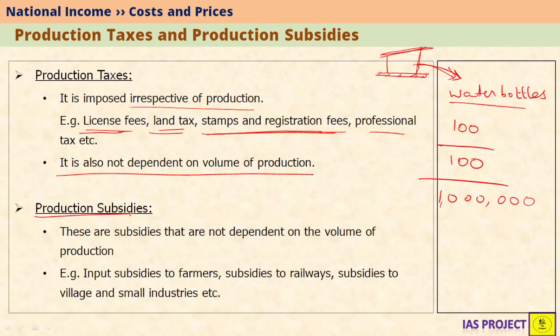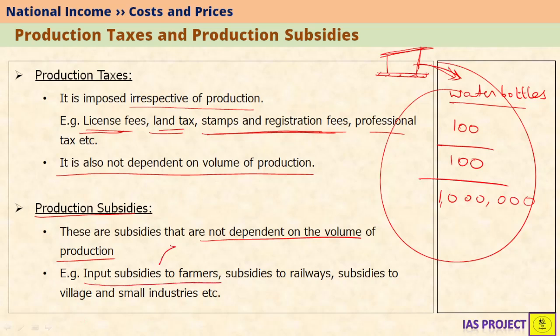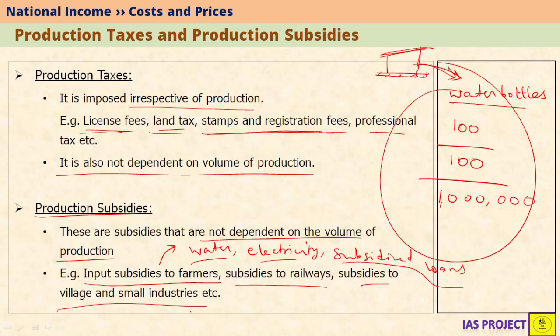Similarly, production subsidies are also not dependent on the volume of production. They do not depend on how many water bottles you are producing. Examples of production subsidies include input subsidies to farmers. For example, related to water, electricity, subsidized loans, and other aspects, farmers get production subsidies. These are mostly not related to the quantum of production. Similarly, subsidies to railways by government and subsidies to village and small industries are also examples of production subsidies.